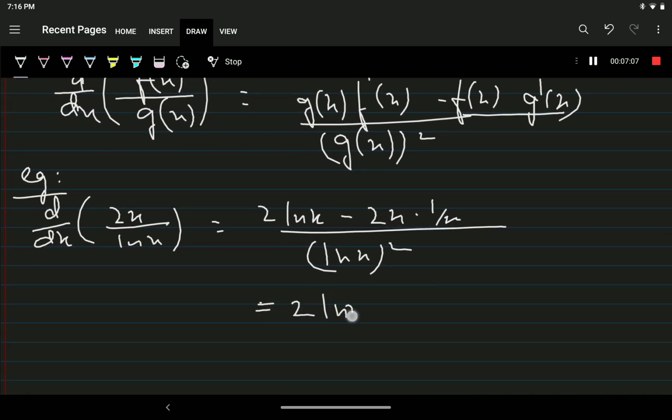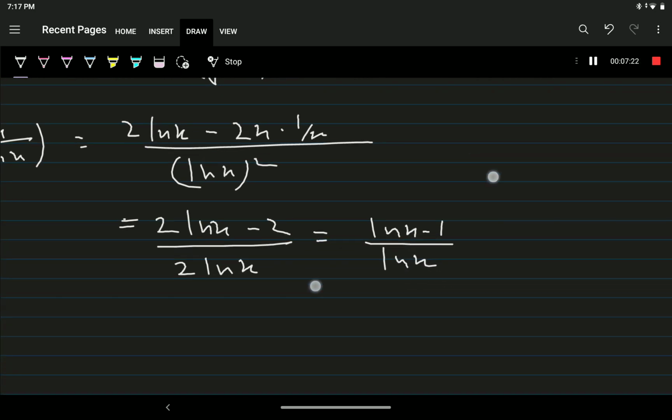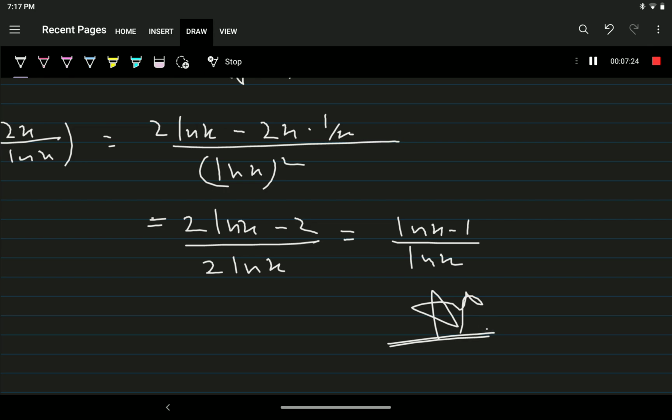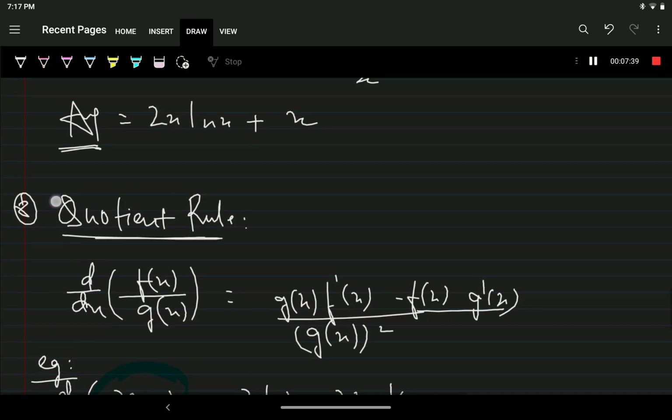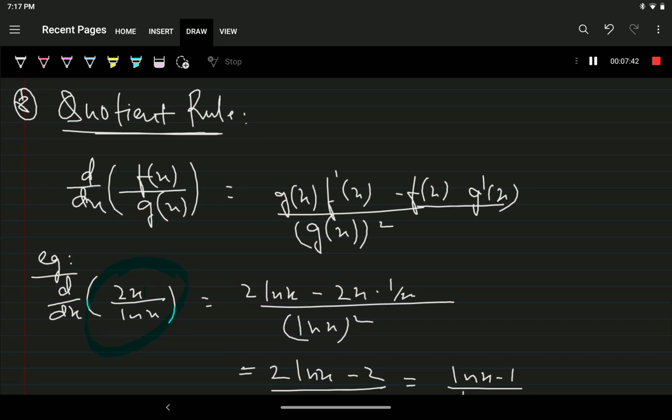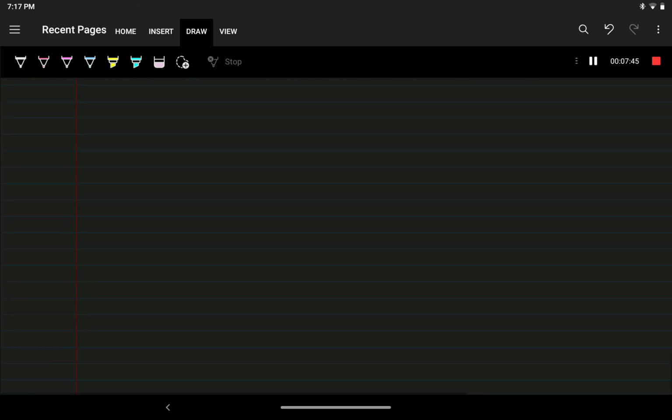So 2 ln x minus 2, by ln x whole squared. This will be 2 times ln x minus 1 by ln x whole squared. So this is the final answer for this differentiation. So as you can see, this is just simple differentiation. Simple rule, product rule, if there is a product of two functions, and quotient rule if there is a division of two functions. And there is another rule known as the chain rule, and this is a very important rule.